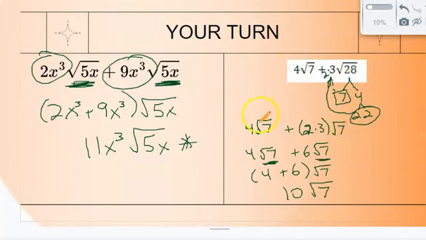All right, I brought down my 4 square root 7 for the front. I haven't touched that yet. I just don't want to forget about it. So now I have 4 square root 7 plus the 2 times 3 became 6 square root 7. I have like terms, both square root 7s. I add the numbers in front, 4 plus 6, square root 7, and I get 10 square root 7.